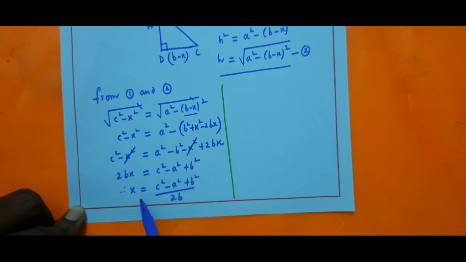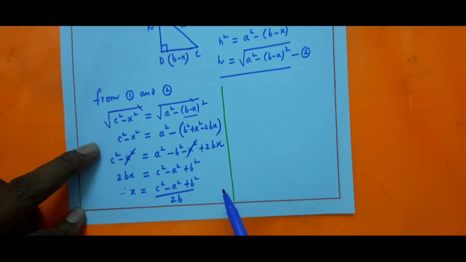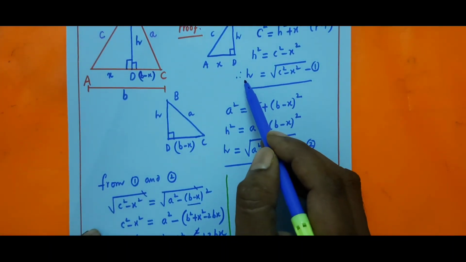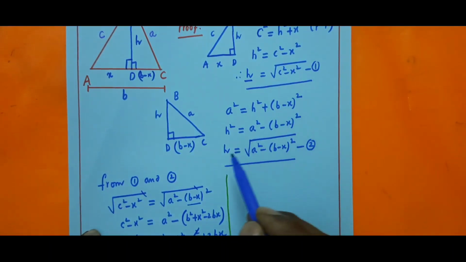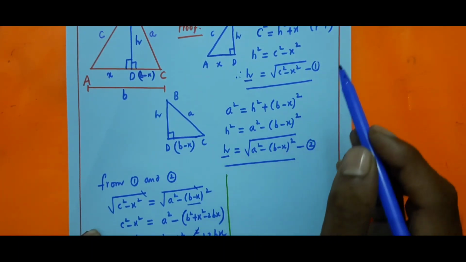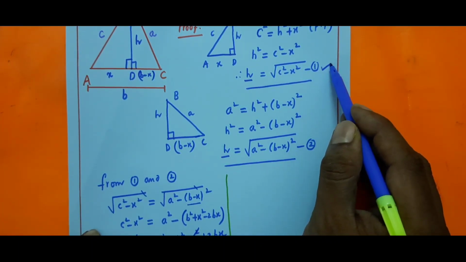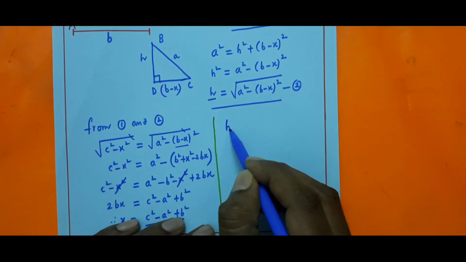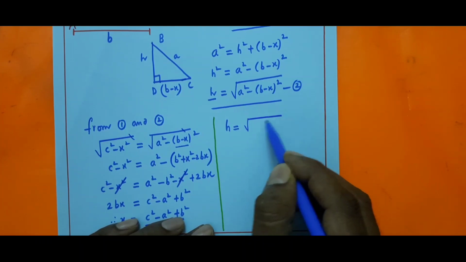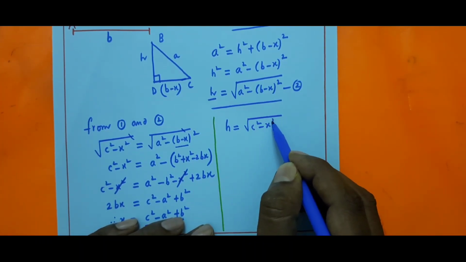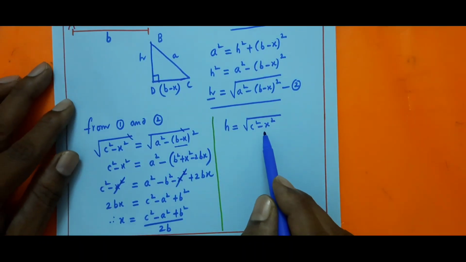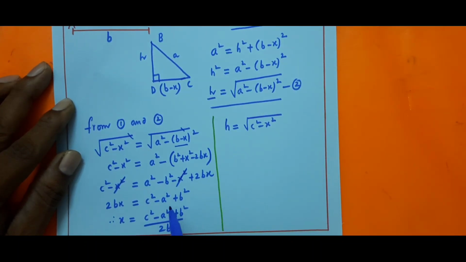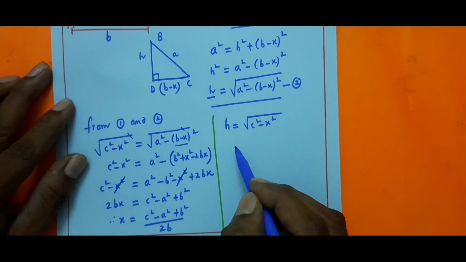Now using this x value, I am going to find out the value of h from the first equation or the second equation. It's better to take the first equation. So first of all, take the first equation: h is equal to root of c square minus x square. In this x place, you substitute (c square minus a square plus b square) by 2b.